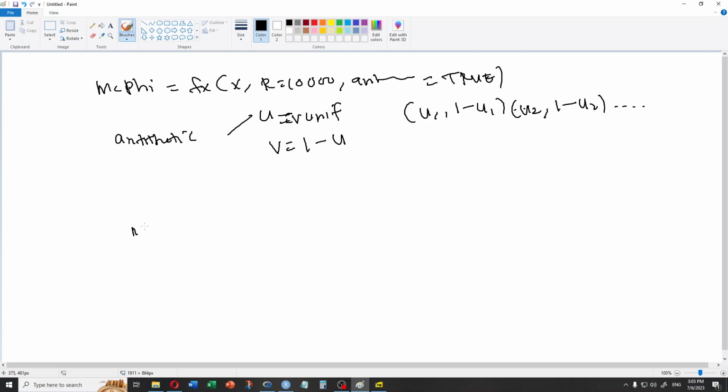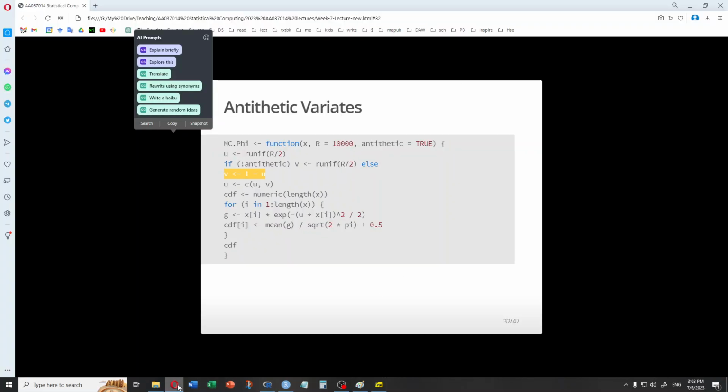But if it is not antithetic, then U is equal to runif, and V will also be runif. So they are independent from each other, because the runif calls are both independent random variables. Okay, so that is what it means there.